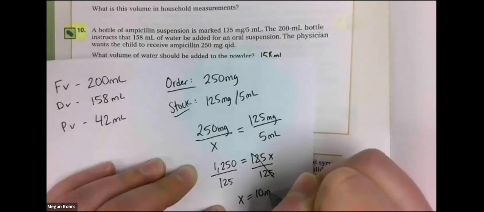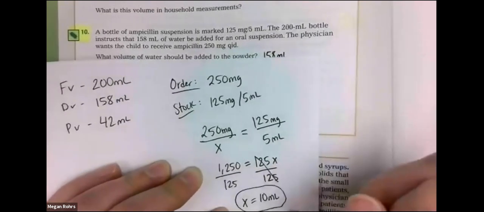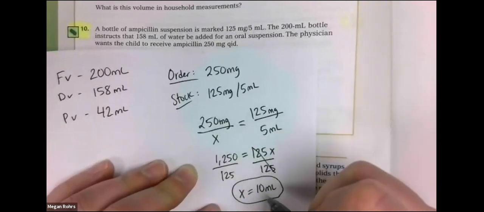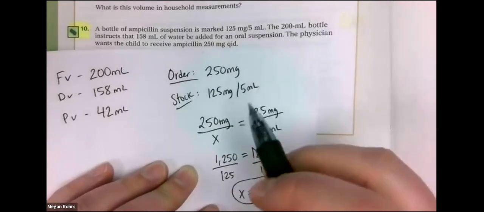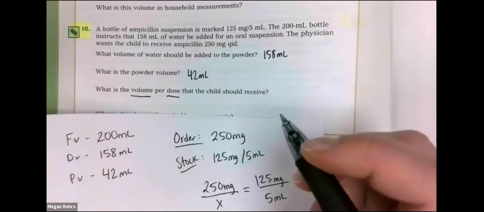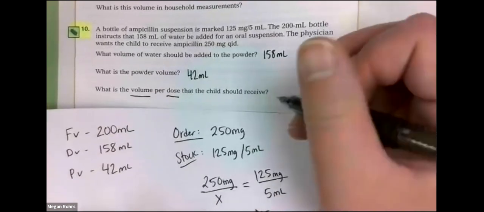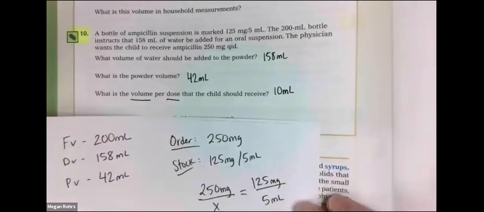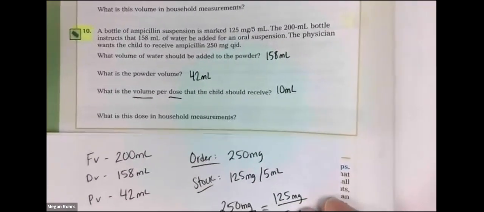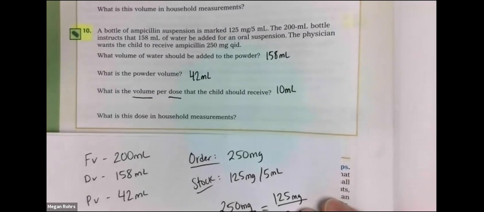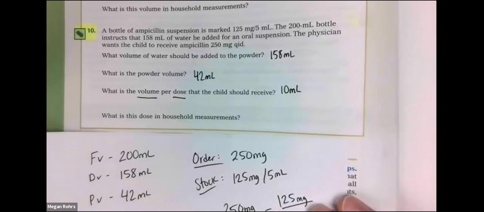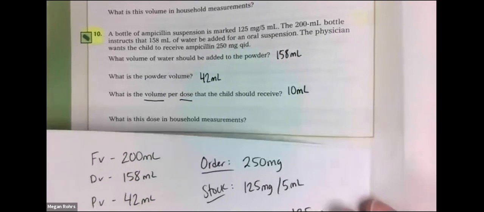X gives us 10 milliliters. So that is our dose volume. If I pour out 10 milliliters of the solution, it's going to give me that 250 milligrams. So the dose volume would be 10 mils. And then it says, what is this dose in household measurements? Which is very similar to what we just did in the previous problem.